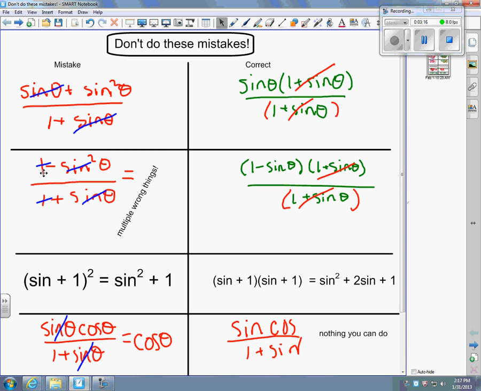You get here, 1 minus sine squared over 1 plus sine. You can't just cancel stuff out, just like you couldn't in college algebra. Don't do that. But 1 minus sine squared is no different than 1 minus x squared. It's a difference of squares. So 1 minus sine times 1 plus sine. You double distribute, middle terms go away. Now that'll cancel, and here's what you're left with.